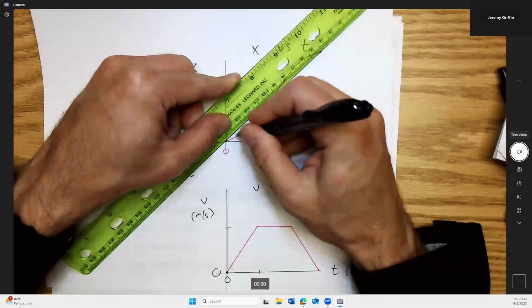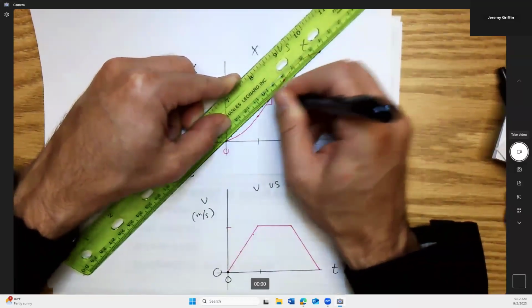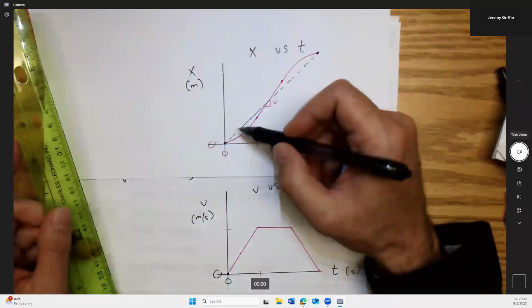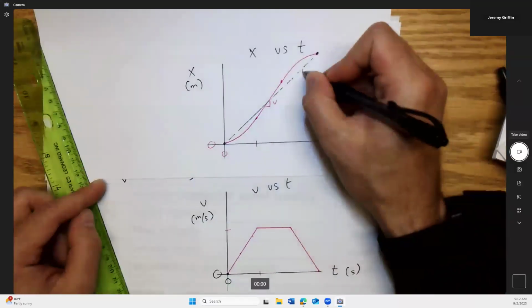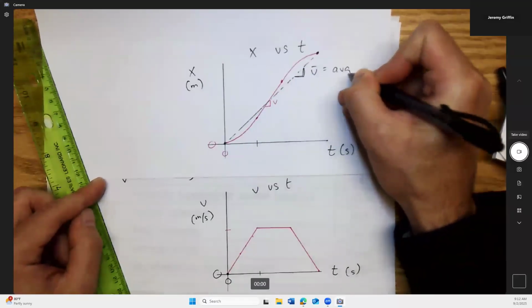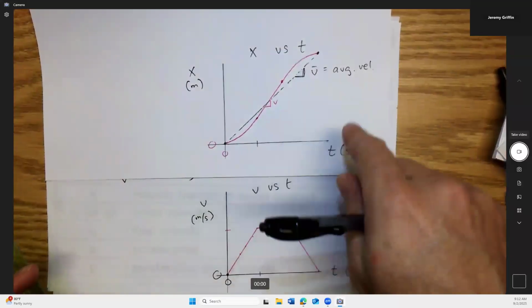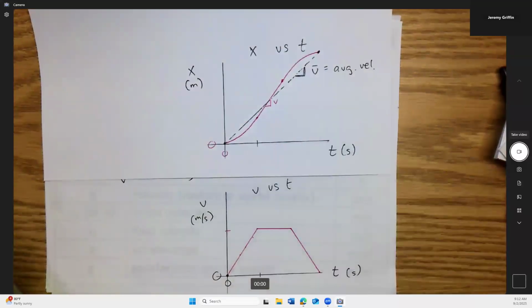If I take the slope of this line right here, I'll dash it off so that it's distinguished from everything else I have. This one right here represents V bar, which is average velocity, because you guys know the slope of position versus time tells you velocity, right? So what if I said, what's the average acceleration from beginning to end?